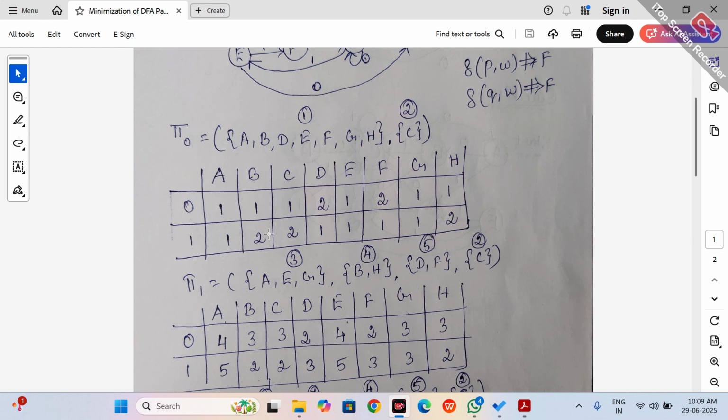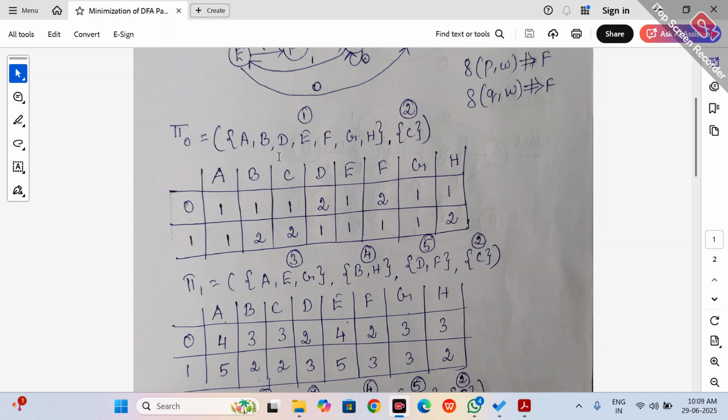Here it is 1 2. It is not equivalent. So here also it is 1 2. Here also 2 1. But in E it is 1 1. For the input 0 and 1, it goes to the same group 1 1. So we can write that state here. And similarly for G, it is 1 1. So we can combine these three states into a single group.